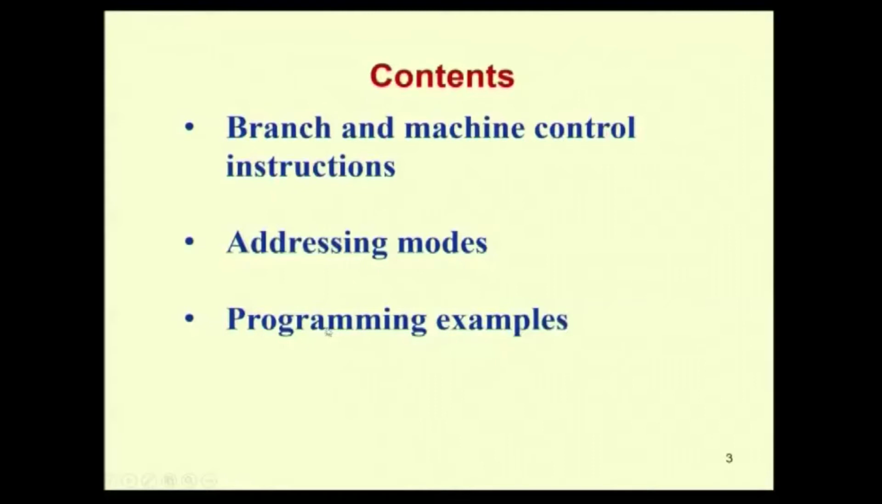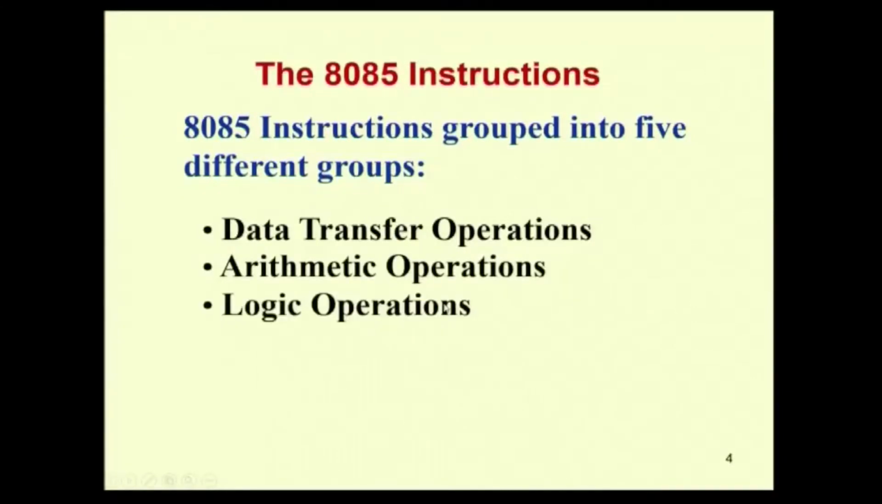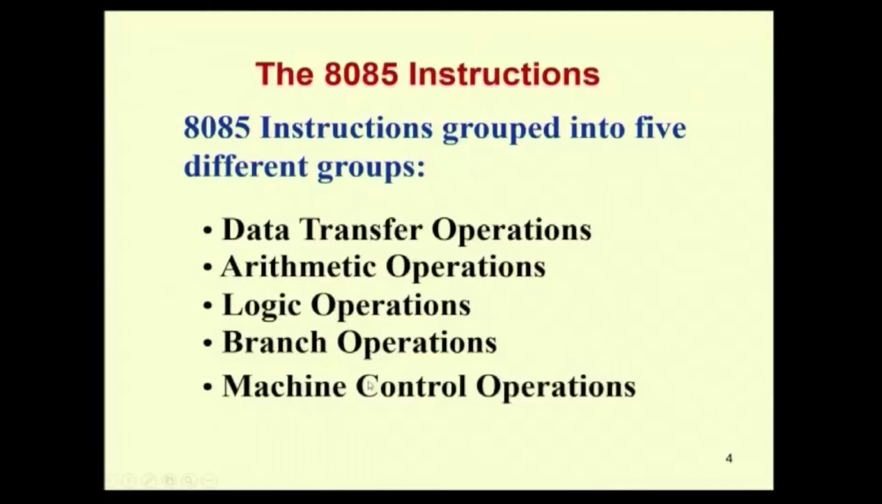In the last class we saw that the 8085 instructions can be grouped into 5 categories, namely data transfer instructions, instructions for arithmetic operations, instructions for logic operations, instructions for branch operations, and machine control operation instructions. We have seen the data transfer, arithmetic and logic operation instructions in the last class, and this class we will see the branch instructions.